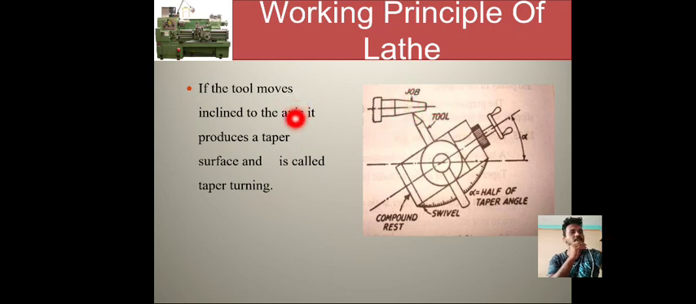If the tool moves inclined to the axis, it produces a taper surface and it is called taper turning. Very important. You can see here we have the half of the taper angle, and this is the half of the taper angle. The compound rest of the tool post has been swiveled. This is the working principle of the lathe.